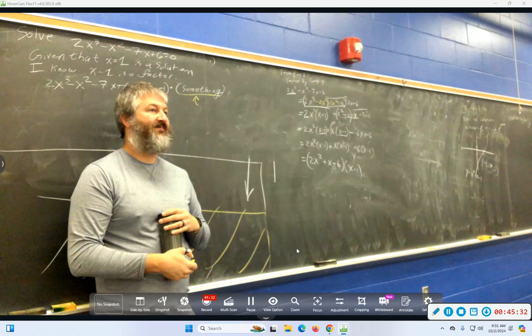So, let's solve. You have it all written so that I can borrow space. Let's solve the equation 2x cubed minus 10x squared minus x plus 5 equals 0, given that x equals 5 is a solution. Since that's a solution, I know x minus 5 is a factor. So I should be able to pull an x minus 5 out.